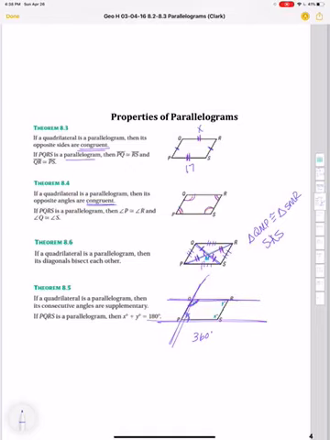And if Q is congruent to S, and P is congruent to R, then they have to split those angles up equally. So it's kind of interesting. We know that the consecutive angles are supplementary. They equal 180.